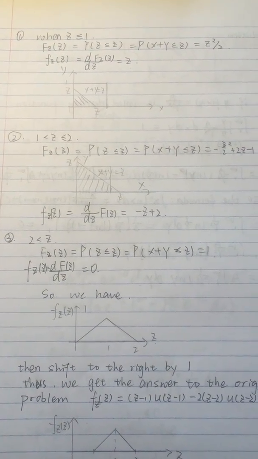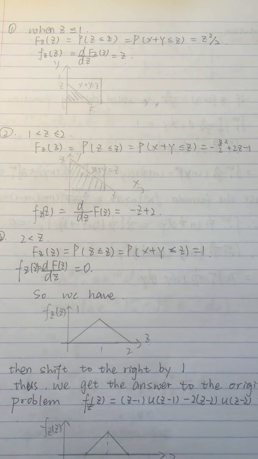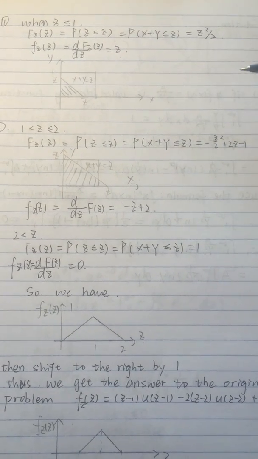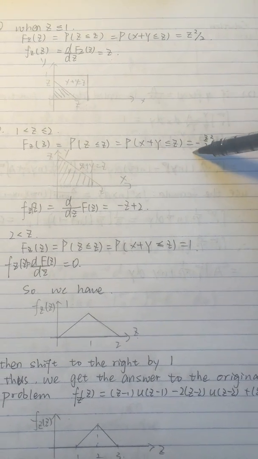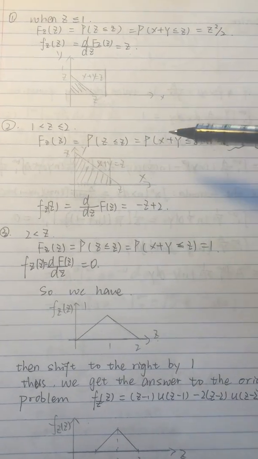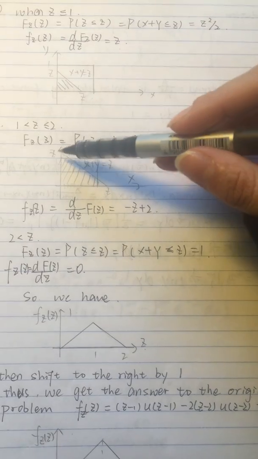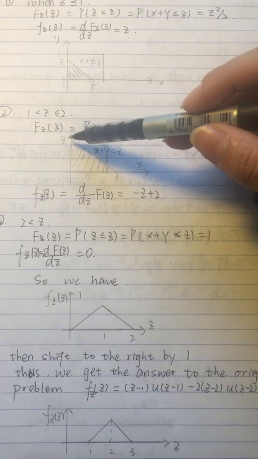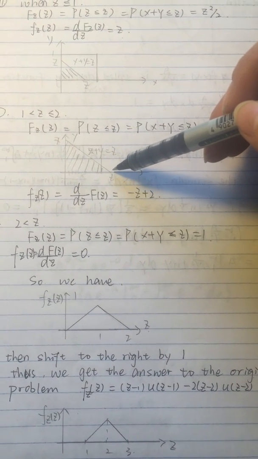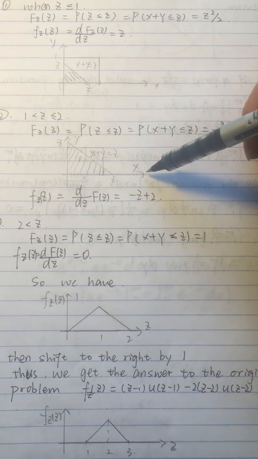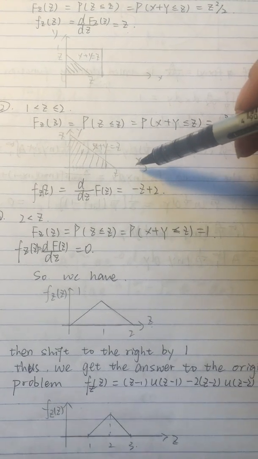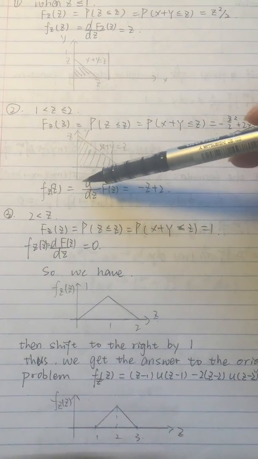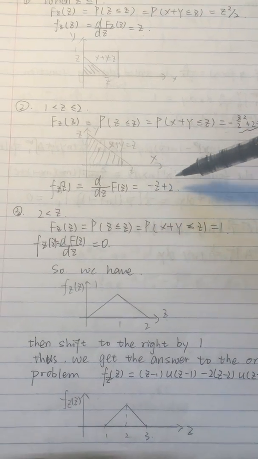And the second part is when z is between 1 and 2, so we know that big Fz(z) equals this one, and we draw the graph of the formula like this, where the line x plus y equals z crosses the square and crosses the x axis and y axis at z. So we get small fz(z) equals minus z plus 2.